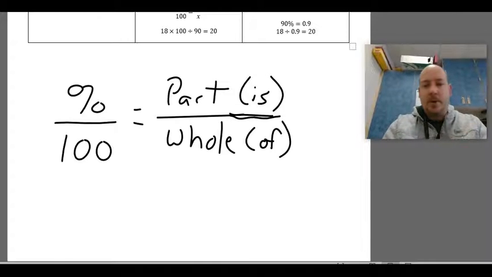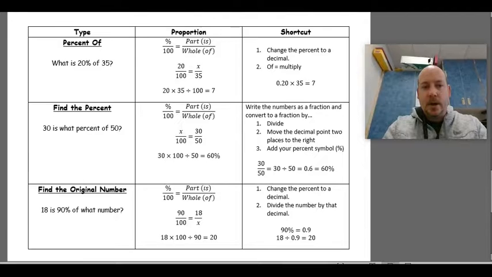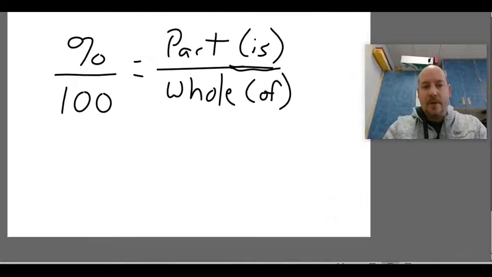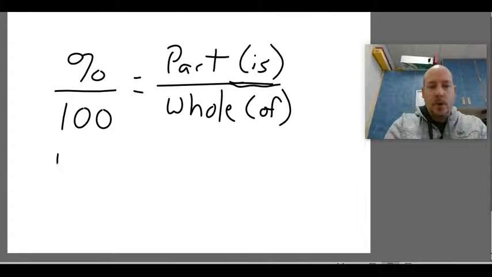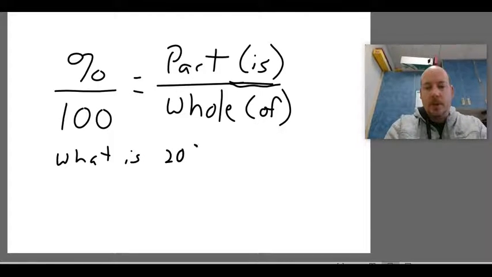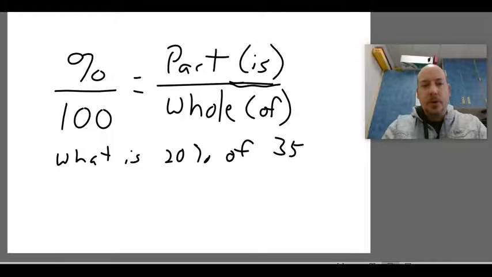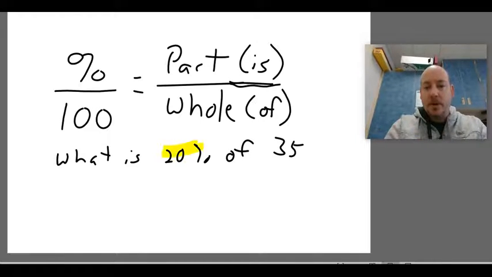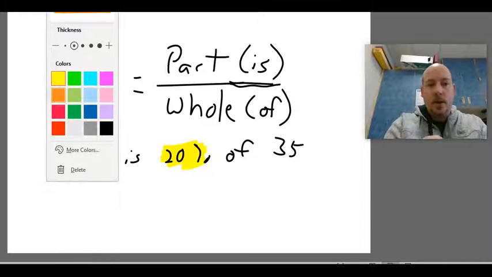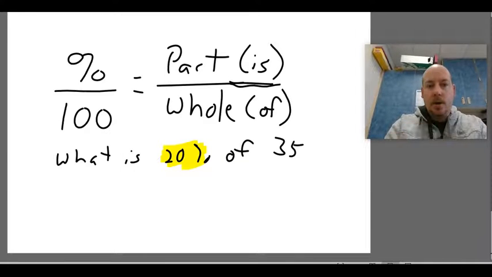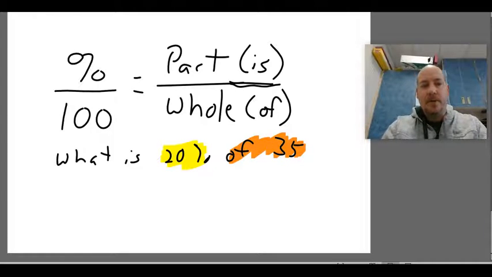So let's look at the problem here given to us. What is 20% of 35? Okay. What is 20% of 35? All right. So a couple clues to look for here. We know a percentage. All right. And then we've got of 35. So we use those 2 clues. If we're using the proportion, we use those to help us.